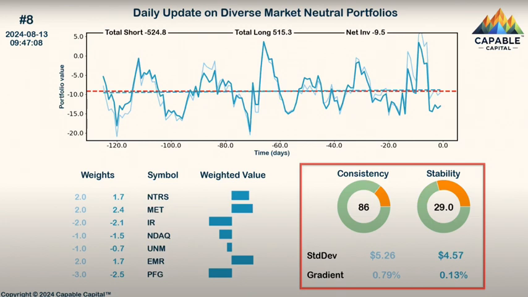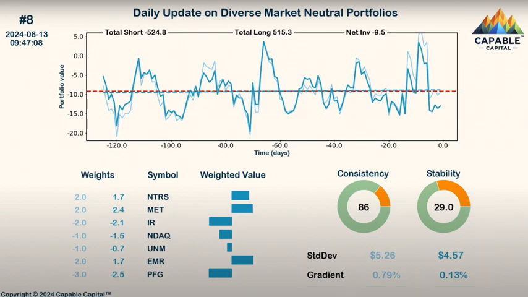Stability measures how strongly the portfolio value depends on the weights. This value is computed by slightly changing the weights and calculating how much the portfolio changes. Ideally, the portfolio value should not depend strongly on the exact choice of the weights. Some changes in the weights should not lead to drastic changes in the portfolio value curve. Therefore, we're looking for a low value here.